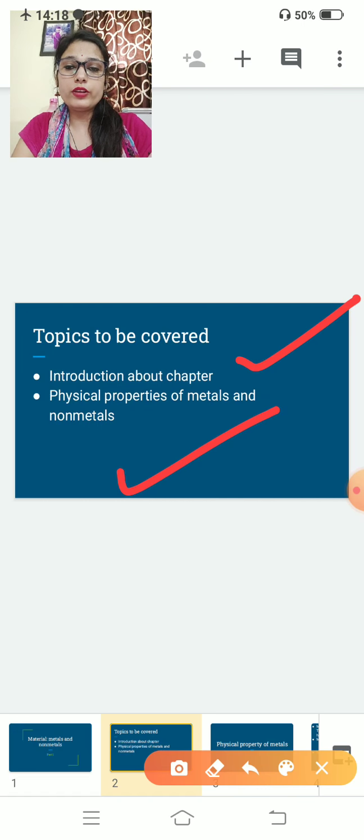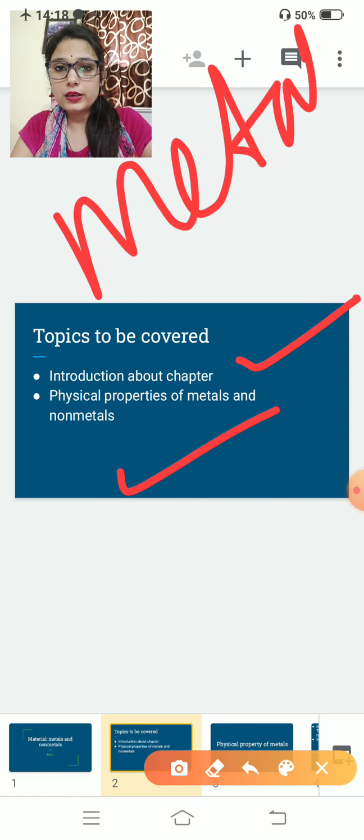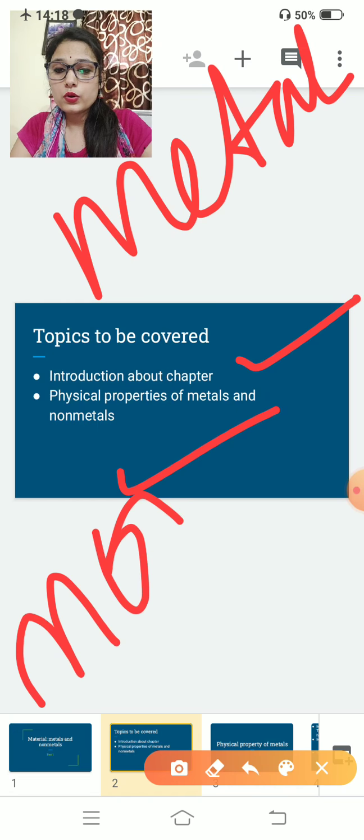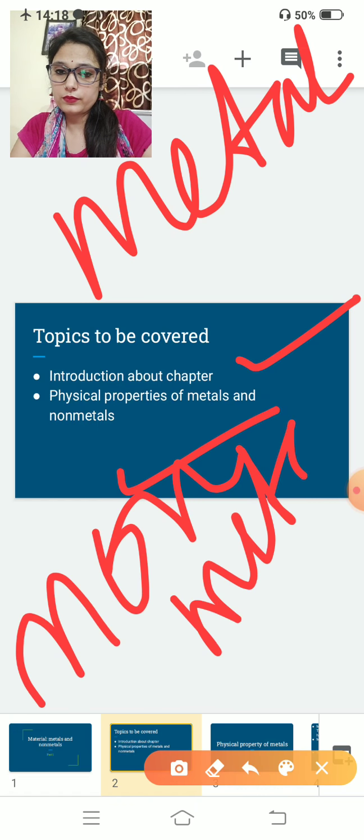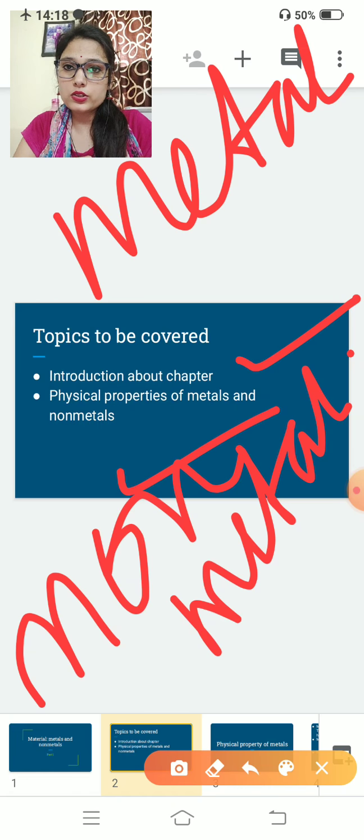Everything around us is made up of different types of material. Clear? These materials can be classified into two types. Number 1, metal. Number 2, non-metal. Number 1 is metal and number 2 is non-metal.